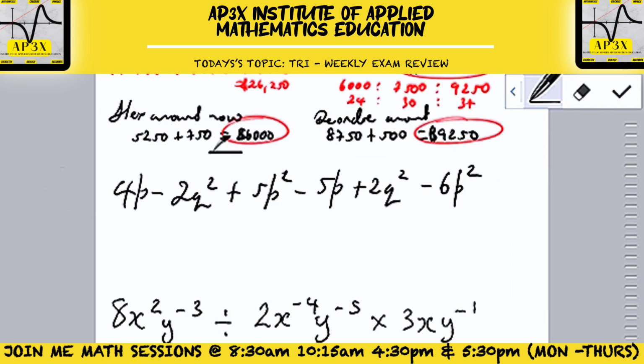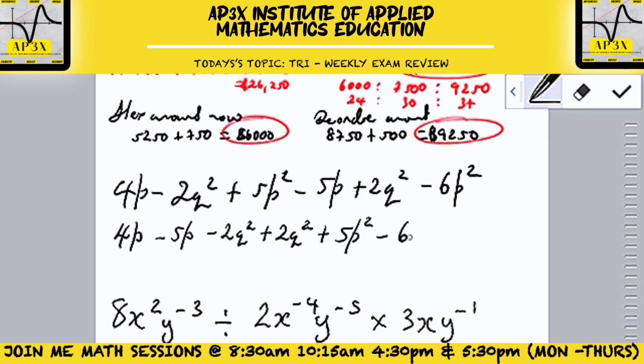So here we're just asked to group. Again, I still have a few students messing around with the powers when we're adding and subtracting. Here we're just simply asked to group here. So 4p, looking for any other term that has a p, that's minus 5p. Then we're going to be grouping the q squares, so that's minus 2q square. And then we're looking for any other q square, so that's plus 2q square. Then now we're looking for all the p squares, so that's 5p square minus 6p squares. Now everything is now in order.